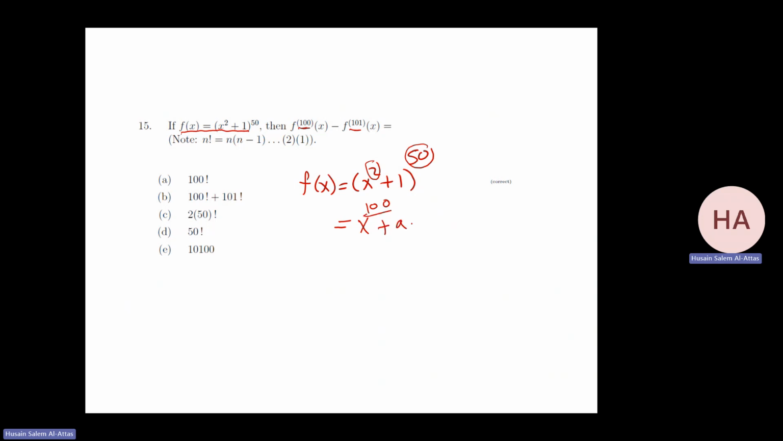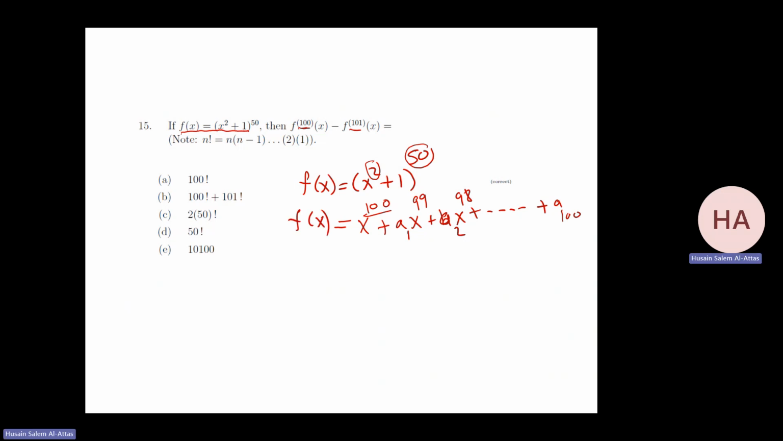plus a value times x to the power 99, plus another constant times x to the power 98, plus blah, blah, blah, plus... call it A1, A2, until I get A100, something like this, a constant. So this is my function.